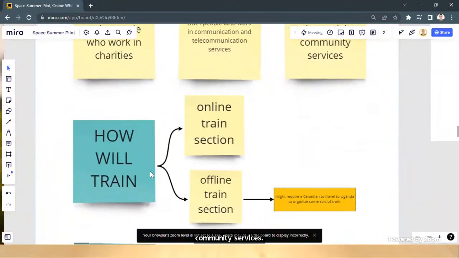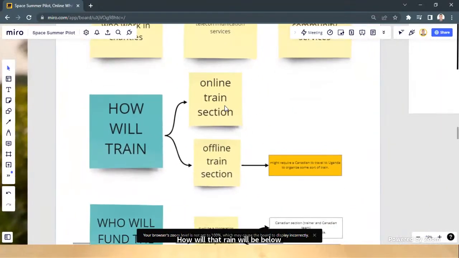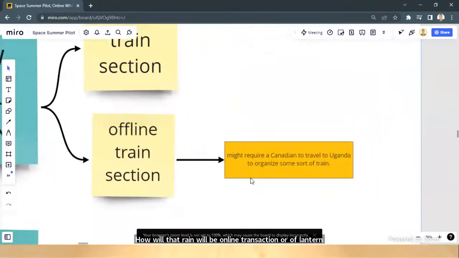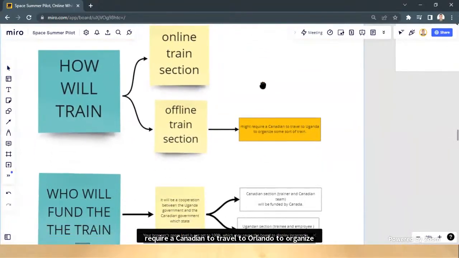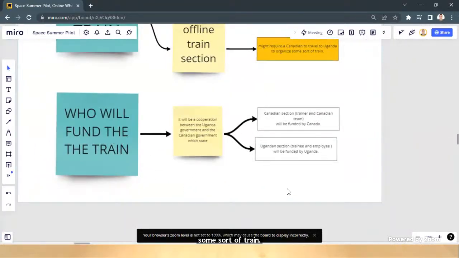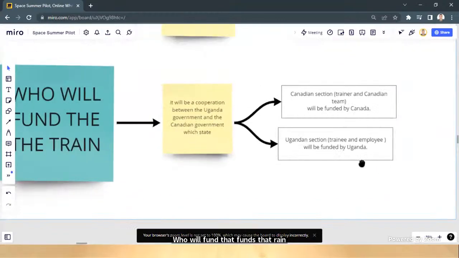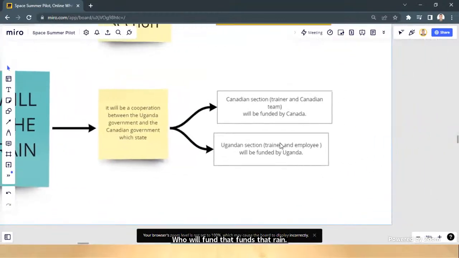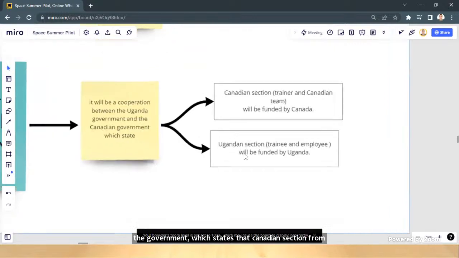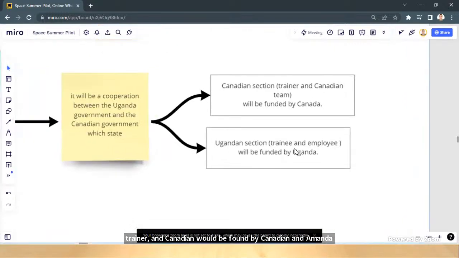How will the training be? Online training sessions or offline training sessions? The offline training sessions might require a Canadian to travel to Uganda to organize some sort of training. Who will fund the training? It will be a cooperation between the Canadian government and the Uganda government, in which the Canadian section, like the trainer and Canadian trainees, will be funded by Canada, and the Uganda section, like trainees and employees, will be funded by Uganda.